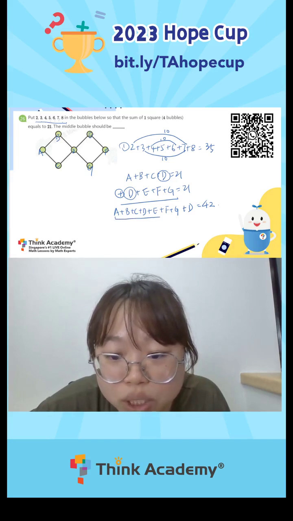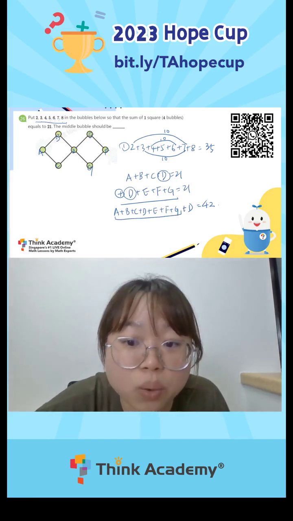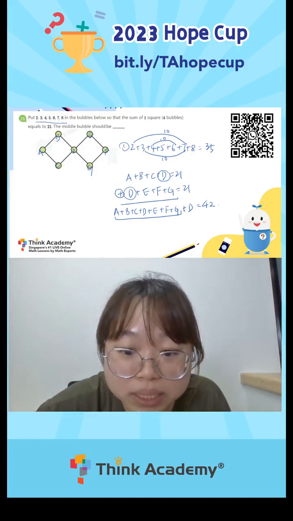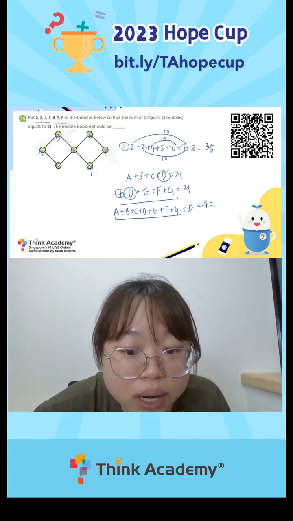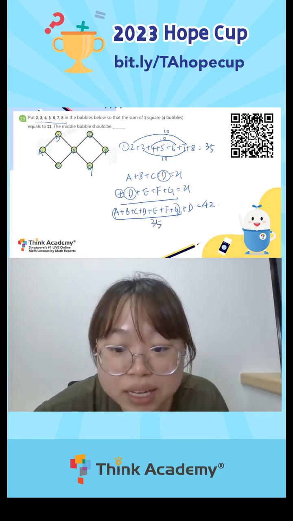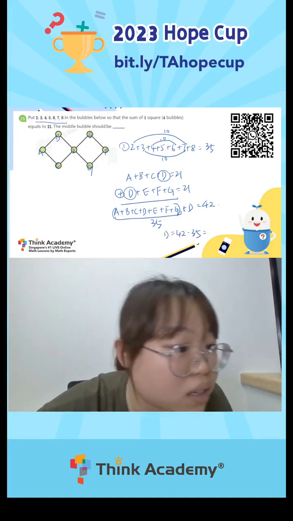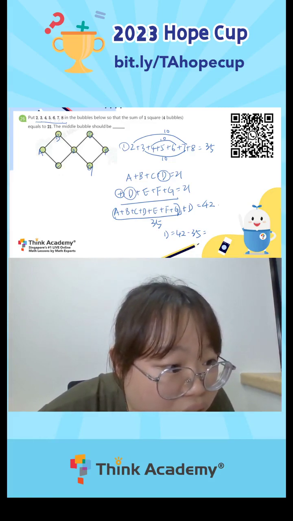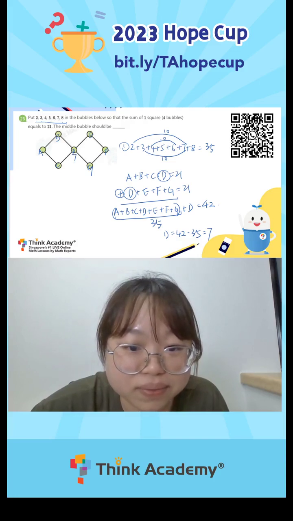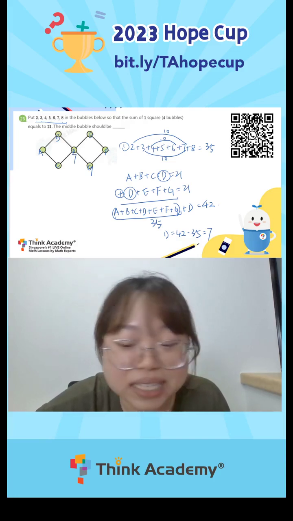Now, we don't know which alphabet represents which number, never mind. But I know there are 7 numbers which represent these 7 alphabets. So I know that A plus all the way to G equals 35. 35 plus D equals 42. That means D equals 42 minus 35, which is 7. Now immediately I know the answer is 7.